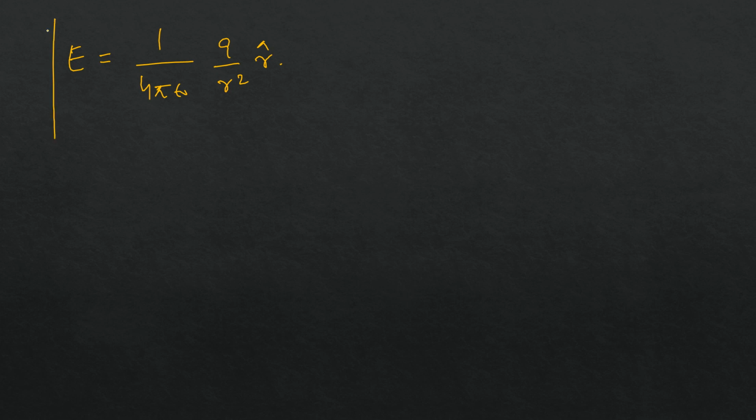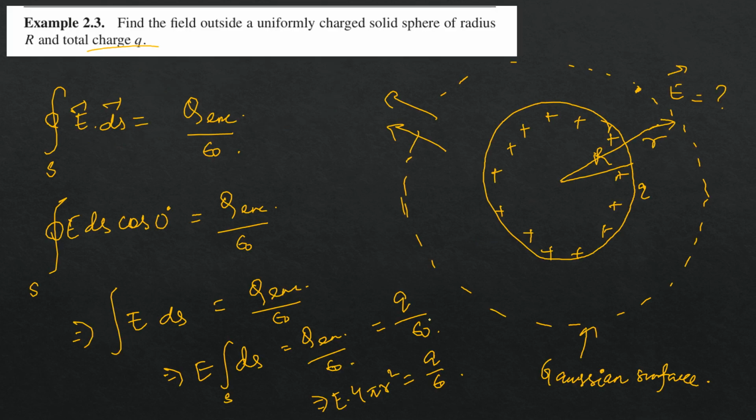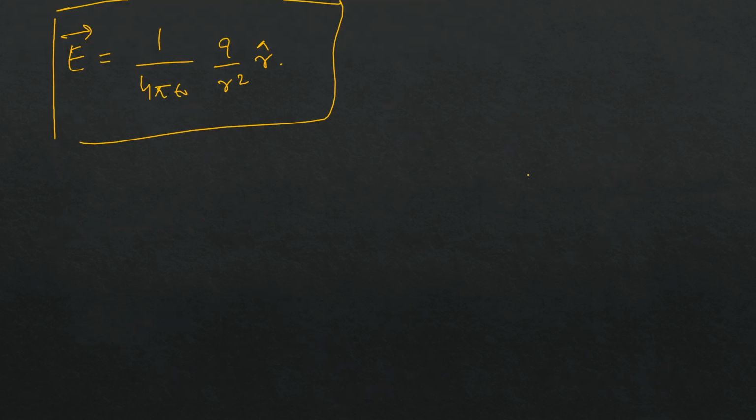So this is the formula for it. You must be thinking it is the same formula. Yes, but we calculated it the right way, we did it the proper way. The field outside the sphere is exactly the same as it would have been if all the charge were concentrated at the center. E is equal to 1 by 4 pi epsilon naught q by r square.